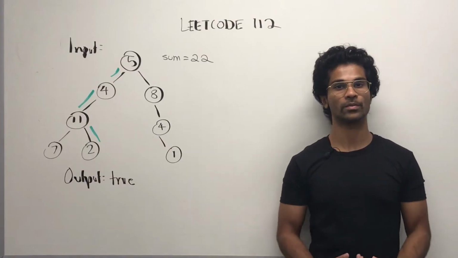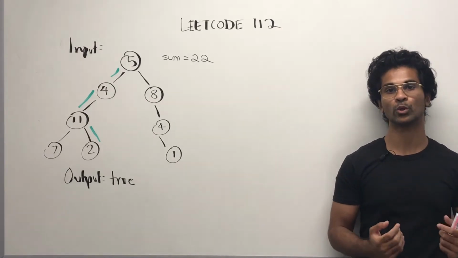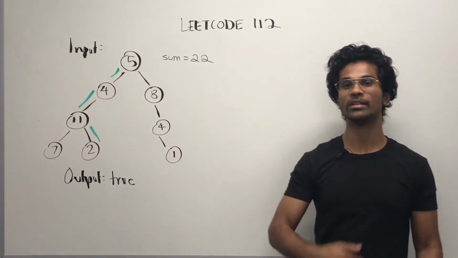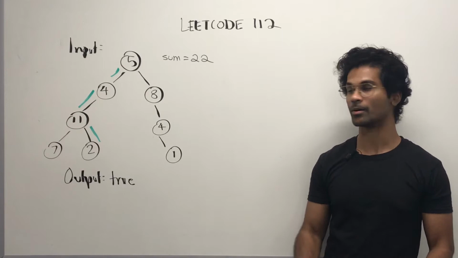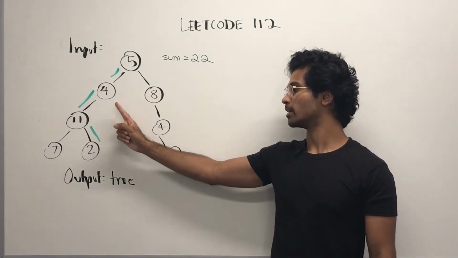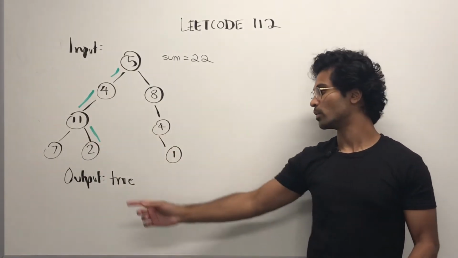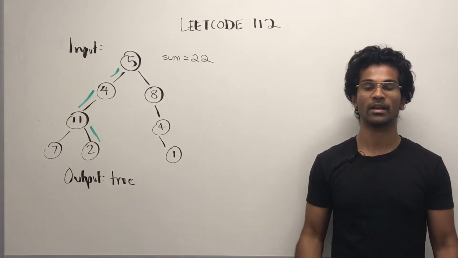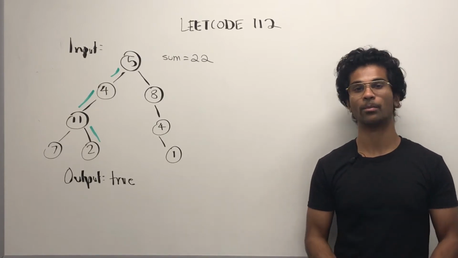The input is going to be a binary tree and an integer called sum, and the output needs to be Boolean true or false if we can go from the root all the way down to a leaf node such that the numbers in that path add up to this sum. So for 22, we have 5 plus 4, 9, 9 plus 11, 20, and 20 plus 2, 22, so we return true. Any path from the root to leaf is valid if we can have a valid sum, so only one is required for the output to be true.